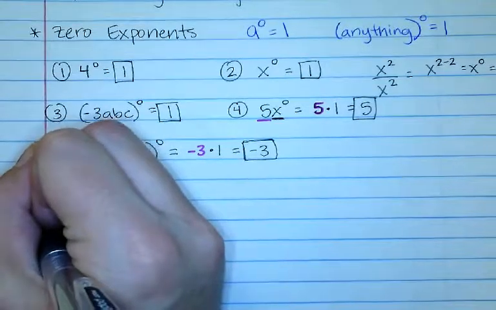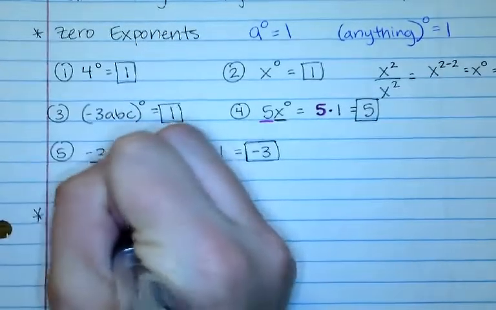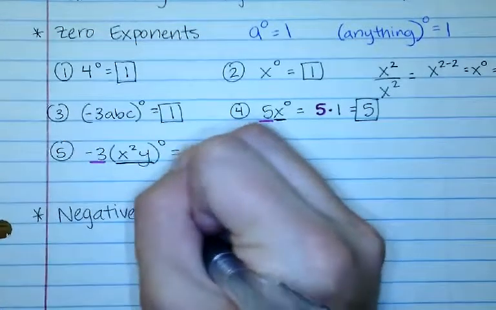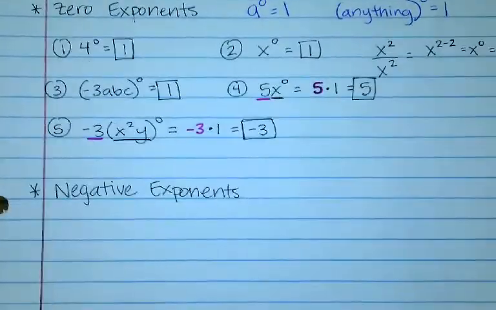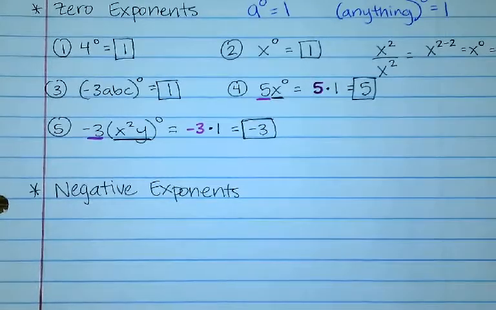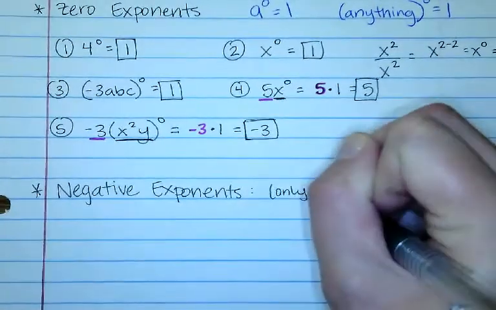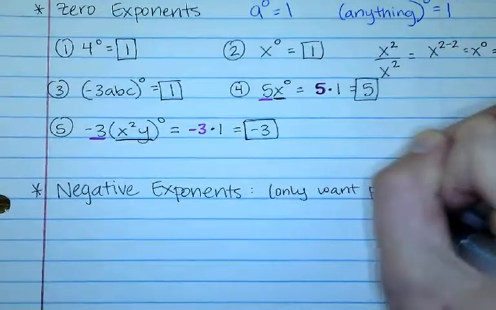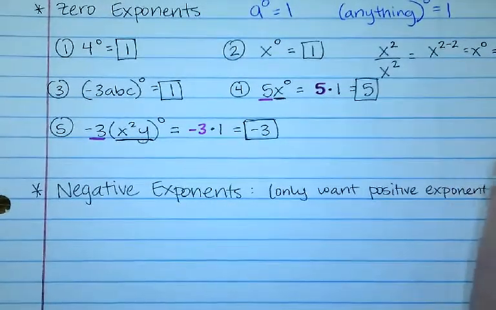And now, guys, we are going to talk about negative exponents. So we talked about 0 exponents. Now we're going to talk about negative exponents. And guys, here's the deal. We only want positive exponents in our answer.